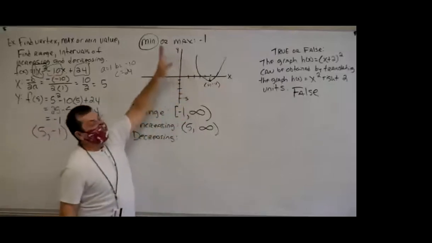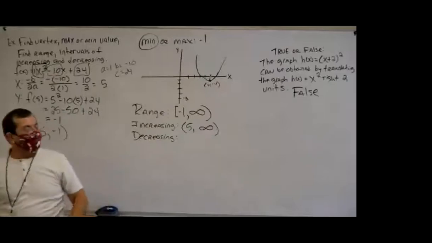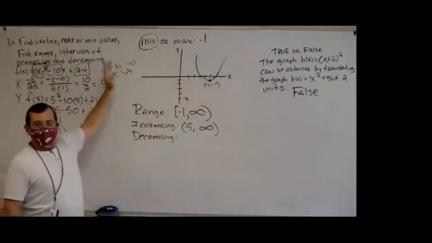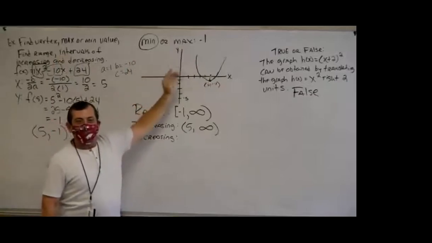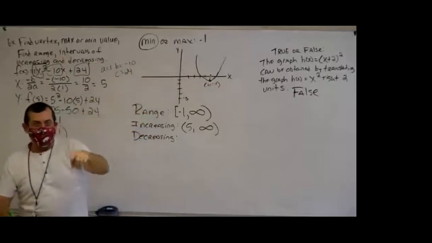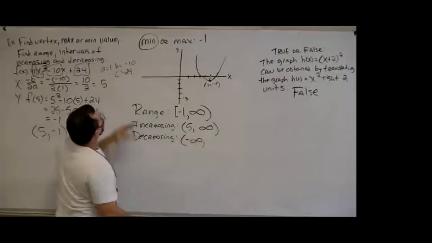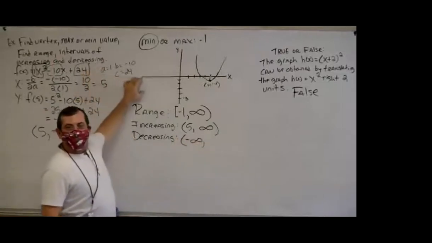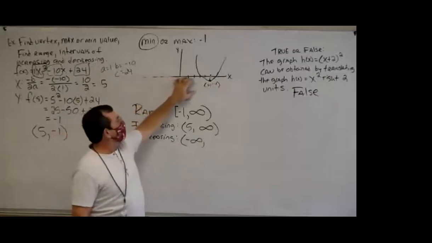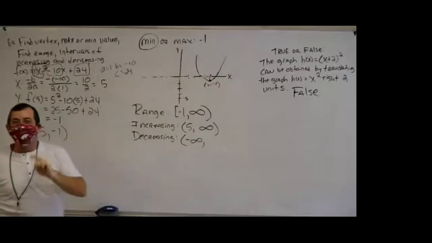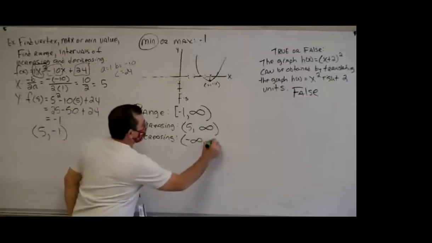So decreasing, my graph is going downhill. It started way out here, where? Negative infinity. So from negative infinity, I'm cruising on my x-axis. My graph is decreasing, decreasing, decreasing, bam, until I hit what? 5 on the x-axis. Good job.